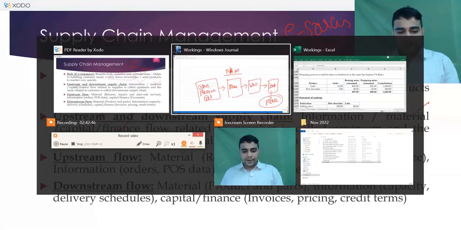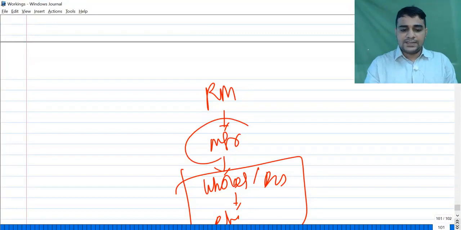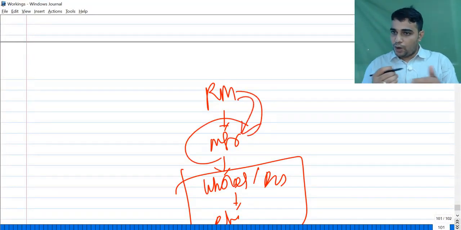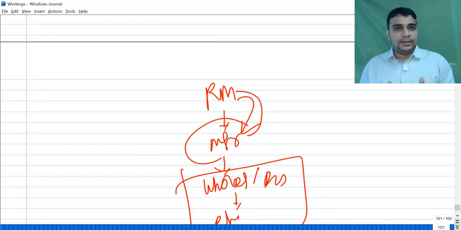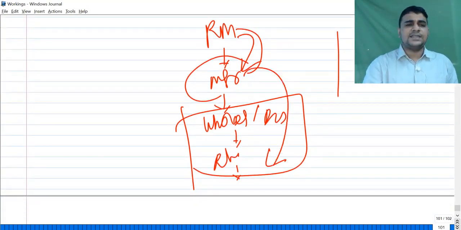So the manufacturer will discuss something with the raw material supplier. There is going to be flow of information, flow of material and flow of capital or finance. Similarly, the manufacturer will discuss something with the customer.